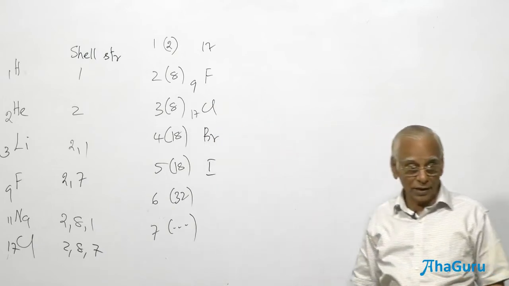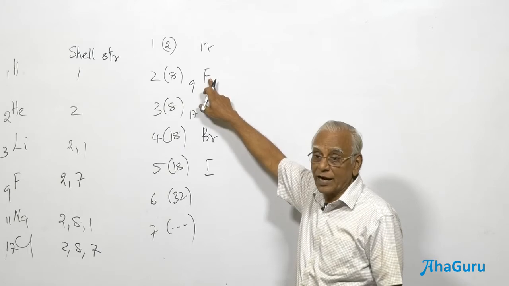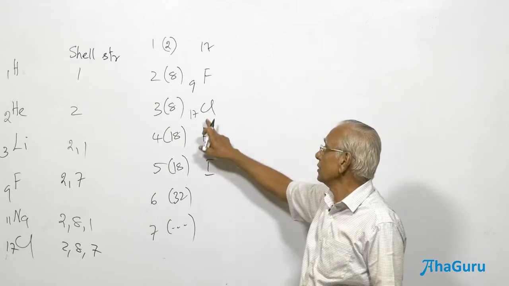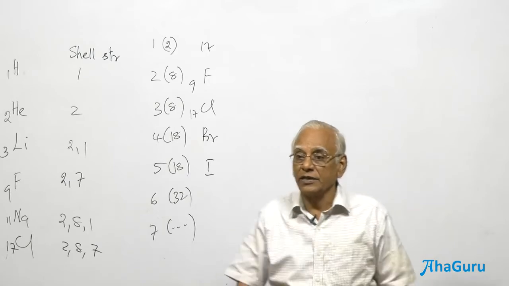I shall repeat once again. Chlorine happens to be the 8th element from fluorine. Supposing you start from here 1, 2, 3, 4, etc. This becomes the 8th element. In between how many elements? 8 elements. So add 8 and 17.